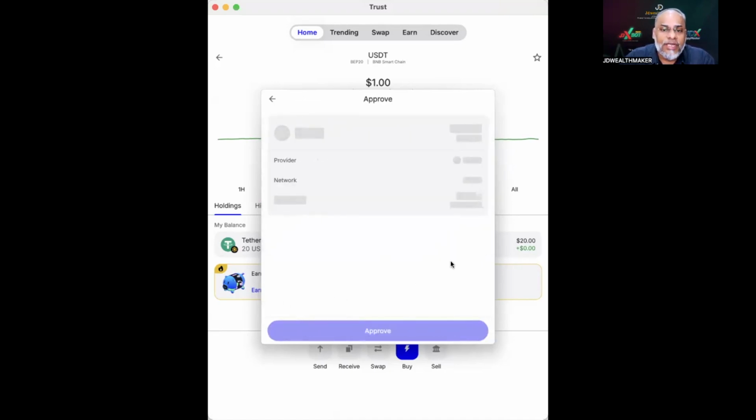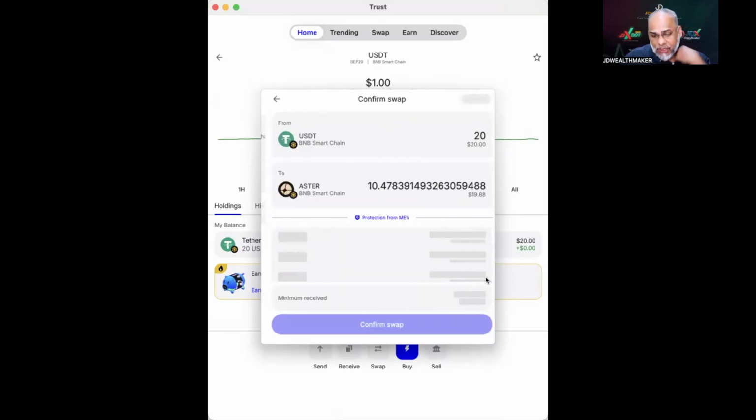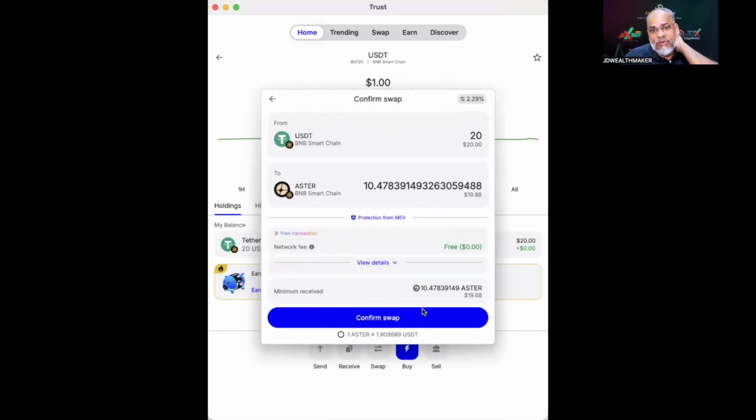It will ask me to approve. All right, you need to approve. Once you approve, it will then show you the swap, right? So just wait for the approval. See that? So now you confirm. You see the fees, right? It's free, guys. I'm buying this for free. So confirm the swap.